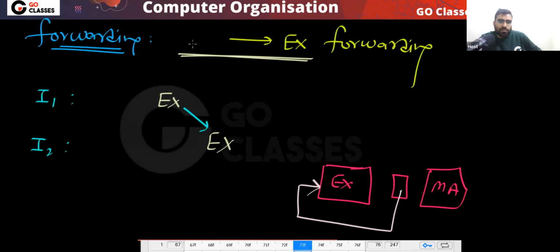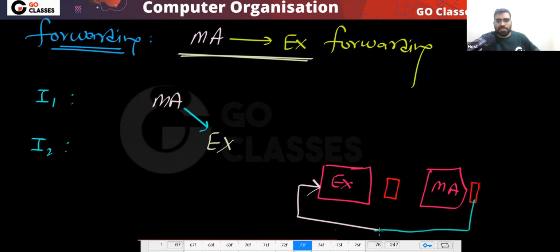Another forwarding that we have seen is MA stage to execution stage forwarding. In this forwarding, what is the data path? The data path is very simple, like this. And there is one more thing: complete forwarding, full forwarding.